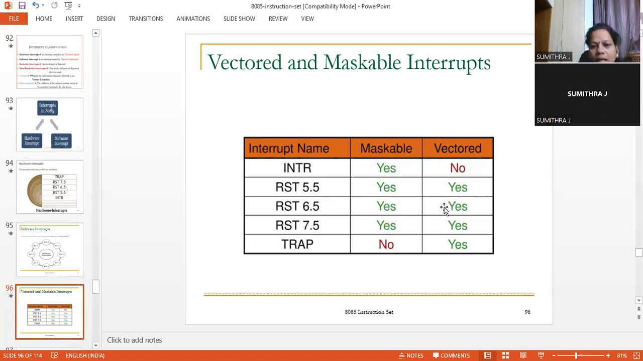And then coming to the vector location, all the hardware interrupts except INTR, that is, all four of them, have their own vector location. So that's why it is mentioned as vectored. And INTR alone is a non-vectored one. That is, the vector location of such an interrupt has to be supplied by the device causing this interrupt.